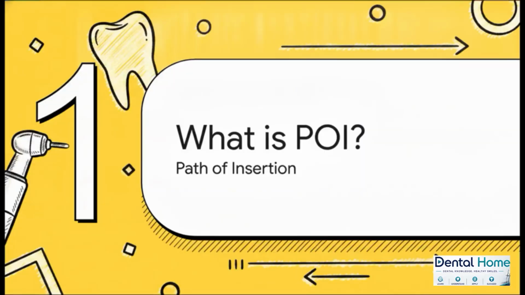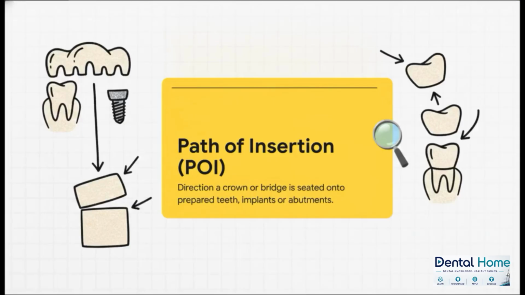All right, let's get into Section 1. What exactly is this path of insertion? Basically, the path of insertion, or POI for short, is the specific trajectory or direction that a crown or bridge is seated onto prepared teeth, implants, or abutments. Think of it like trying to jam a rigid lid onto a perfectly fitted box. If you angle it even a tiny bit wrong, it binds.